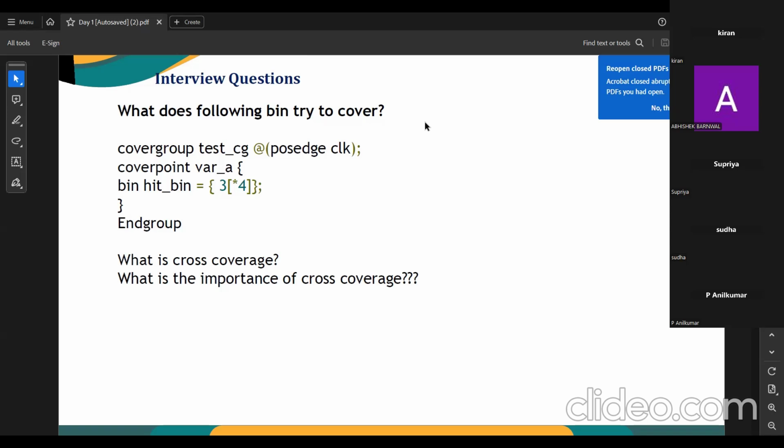And then the other thing is, can we use cross coverage between different cover groups? Supriya, would you like to answer? Everyone is doing multitasking. That's why people are unable to answer. Anyone in the group? Could be Abhishek, Anil, anyone can. Kiran.